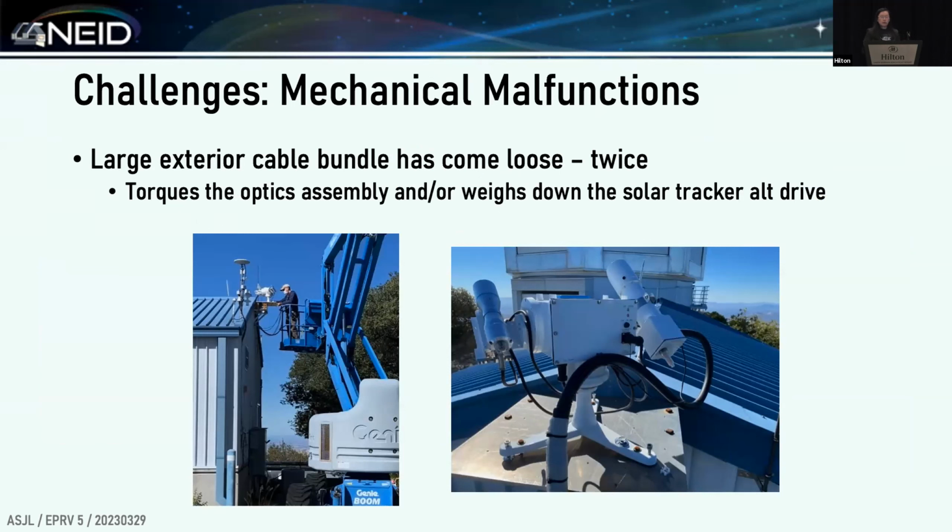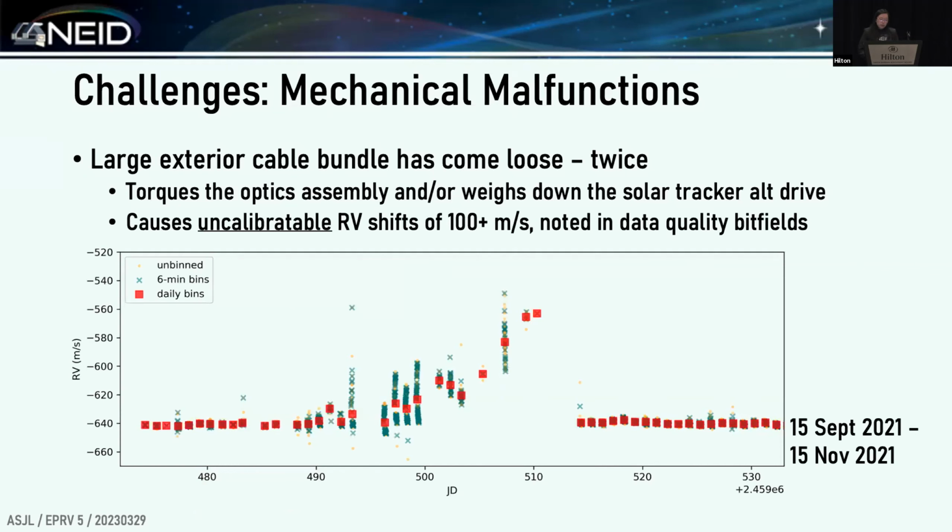And this is about 10 or 15 pounds of cable, and it either torques the optics assembly, so it's actually shifting where the telescope is pointing, or it's just pulling on the alt drive of the tracker and causing the pointing to shift in that fashion. And so this is the cause of those two large RV excursions that we see.